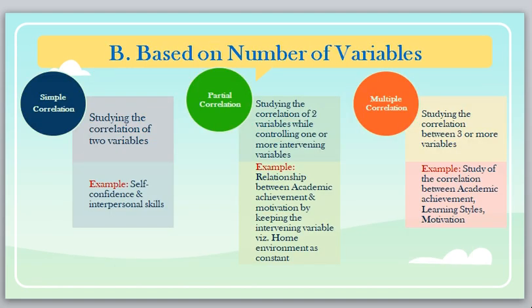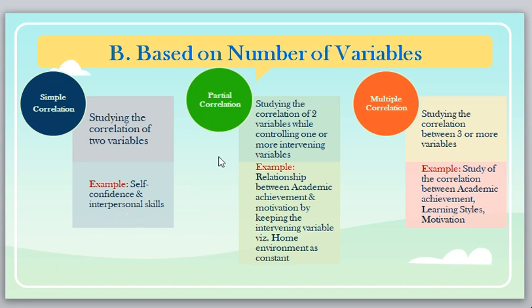Moving on to the next, based on the number of variables, we have simple correlation, partial correlation, and multiple correlation. So we call it simple correlation when we study the correlation between two variables. Say, for example, the relationship between self-confidence and interpersonal skills.